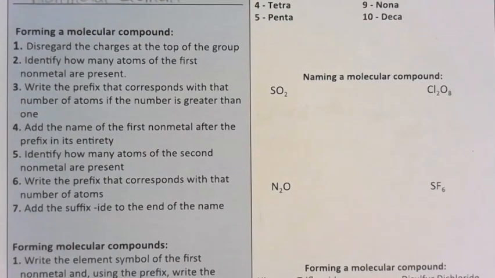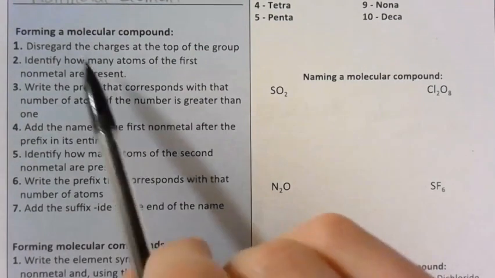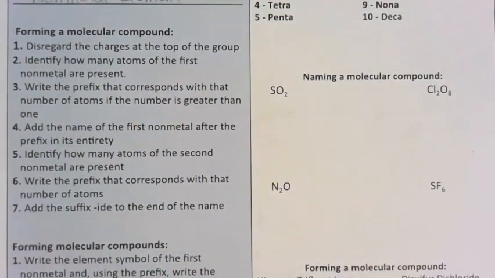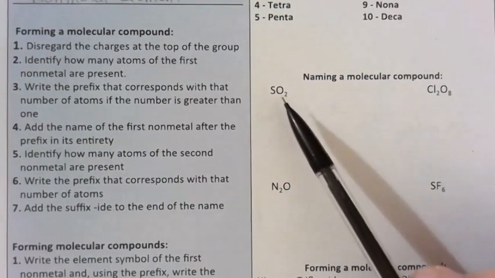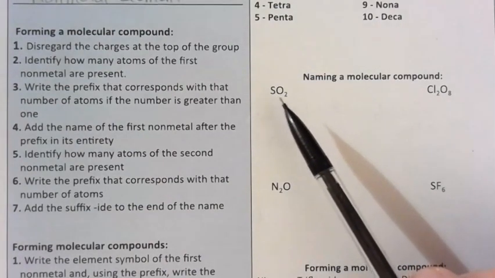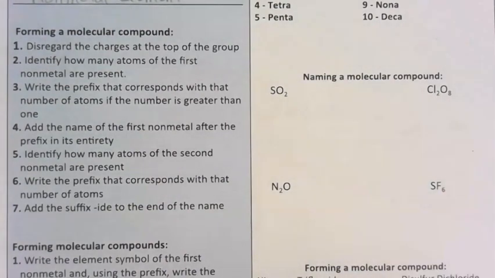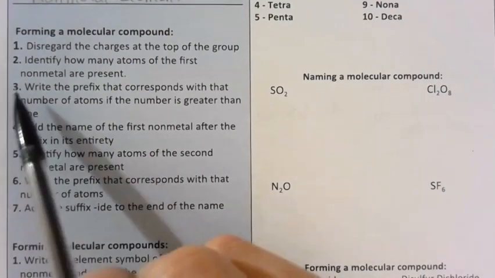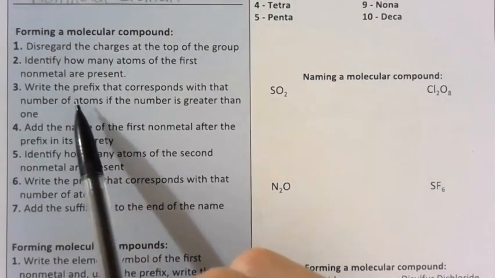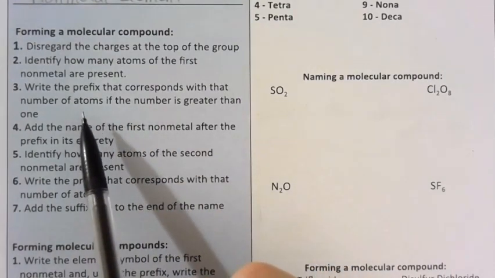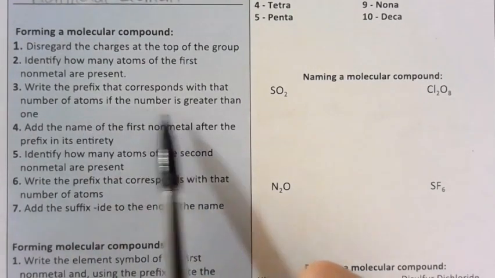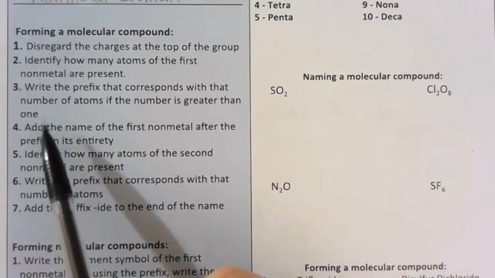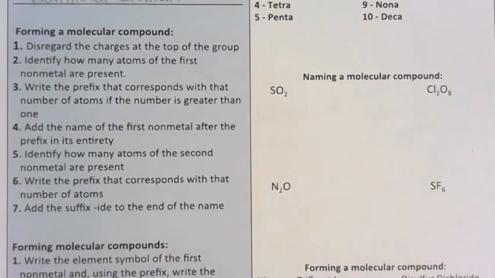But the main difference here is that we're going to first disregard the charges at the top of the group. And we're going to see that play out with the first example. And then the rest of these rules basically say whatever number you have after that element in the compound, that's the prefix that you're going to use to indicate how many are in that formula. Okay? The only major rule here that I want to point out is number 3, and that's the prefix that corresponds with the number of atoms on the first element if the number is greater than 1. And we're going to see that play out as we go through these examples.